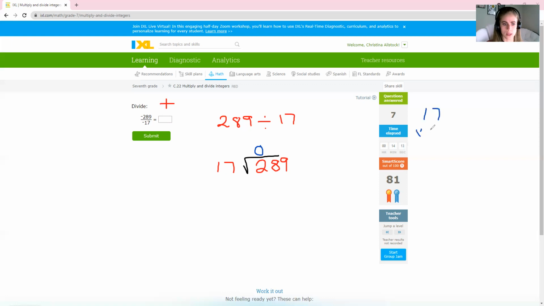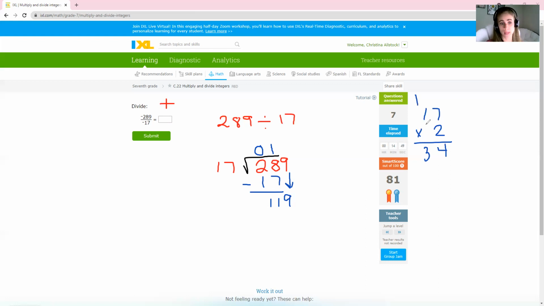So 17 times 2, 2 times 7 is 14, 2 times 1 is 2, plus 1 is 3. Yep, 34 is larger than 28, so my guess was correct. 17 can go into 28 1 time. And then we subtract that value. 28 minus 17, 8 minus 7 is 1, 2 minus 1 is 1, and then we bring down our 9. Now it's a little bit smaller. We only have to see how many times 17 can go into 119.